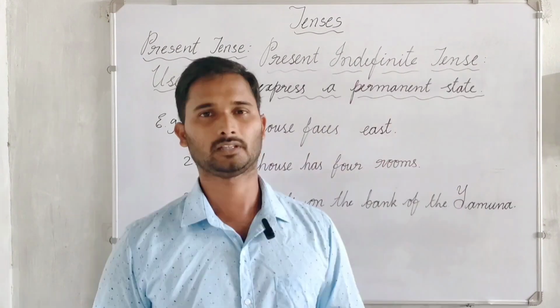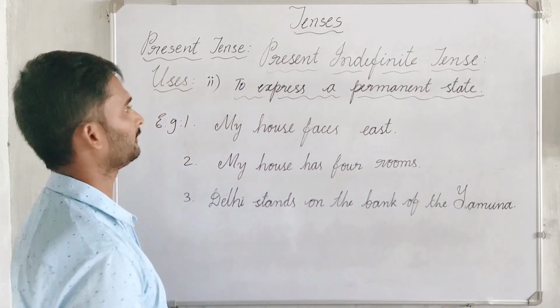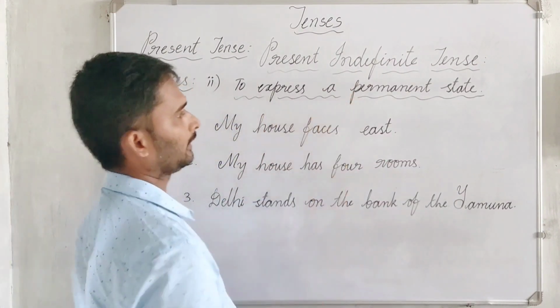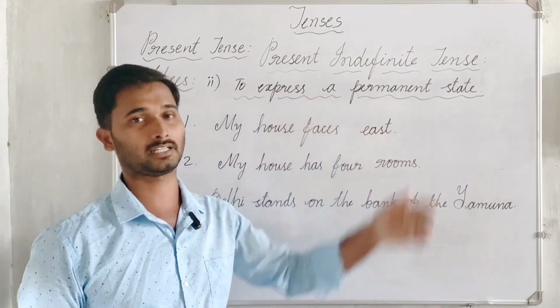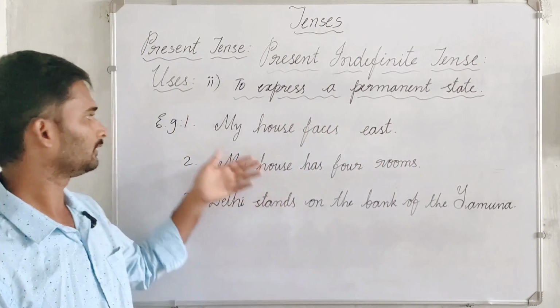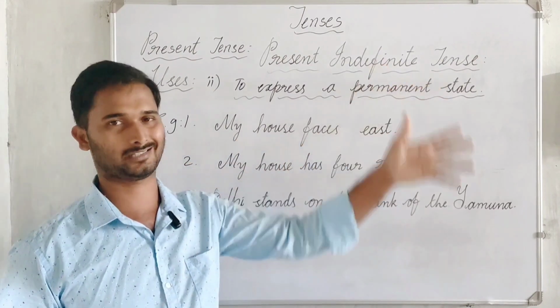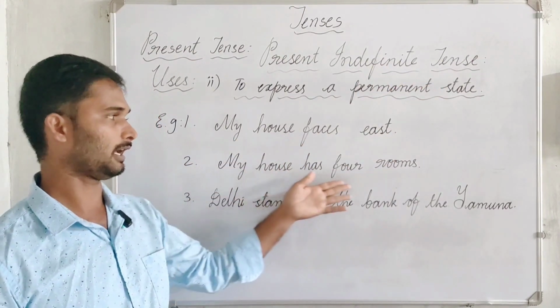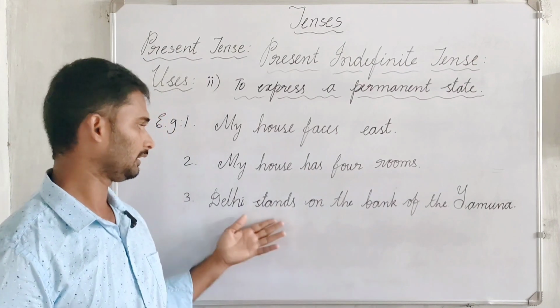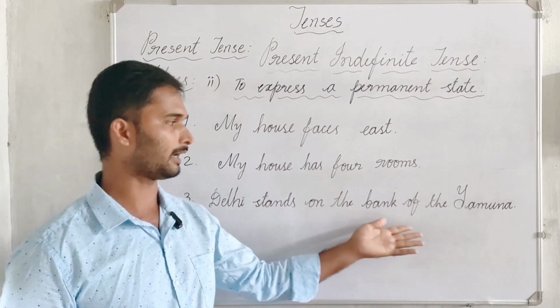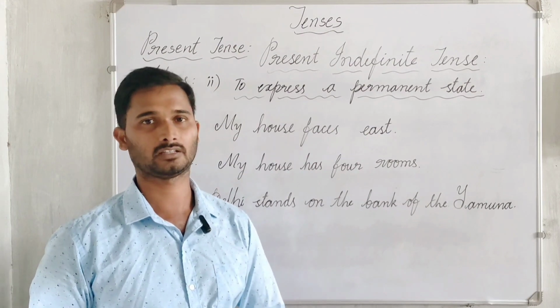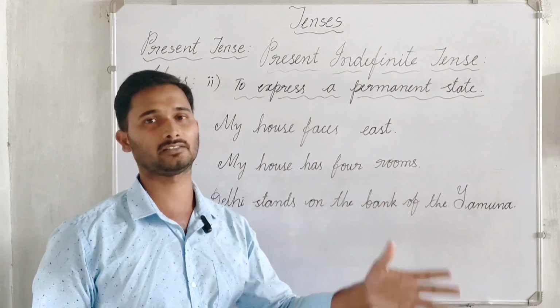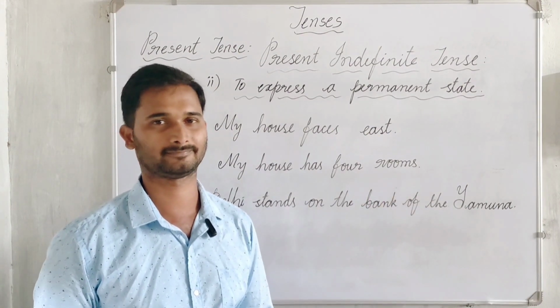Here is the second use of present indefinite tense: to express a permanent state. The present indefinite expresses a permanent state. Let us see some examples. My house faces east, and my house has 4 rooms. And Delhi stands on the bank of the Yamuna, the river, which cannot be changed, and it states a permanent state of something or someone.